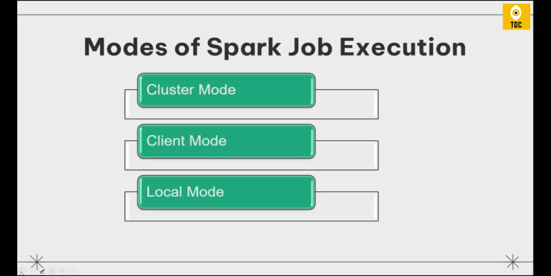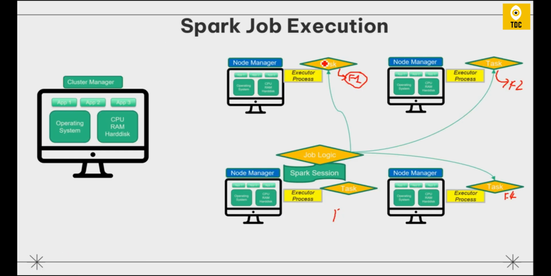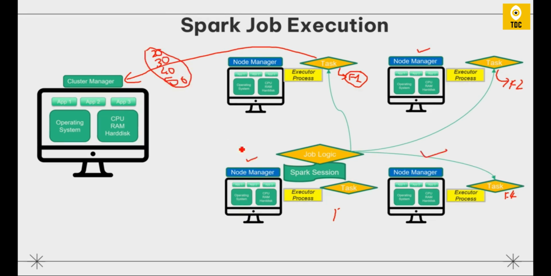Once the job is executed, it will give the result back to the cluster manager. Suppose this one gives a word count of 20, the third node might give 40, and the fourth node might give 50. Basically all these tasks will return the count back to this job logic. The job logic will take the counts at the end and aggregate them, and it will produce the overall, final count of the number of words in the given file.